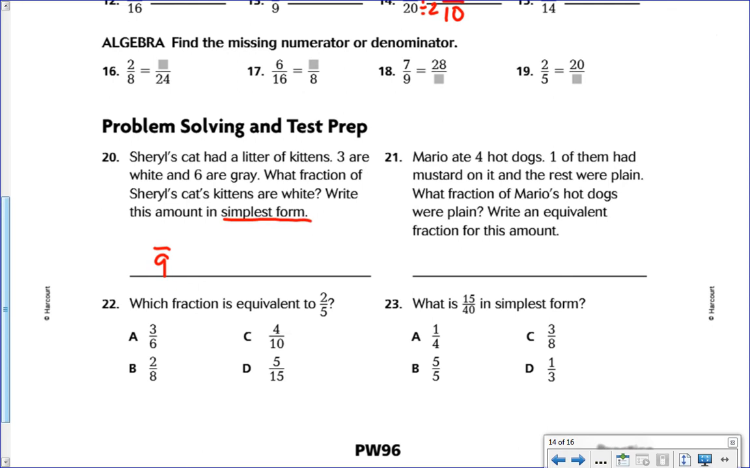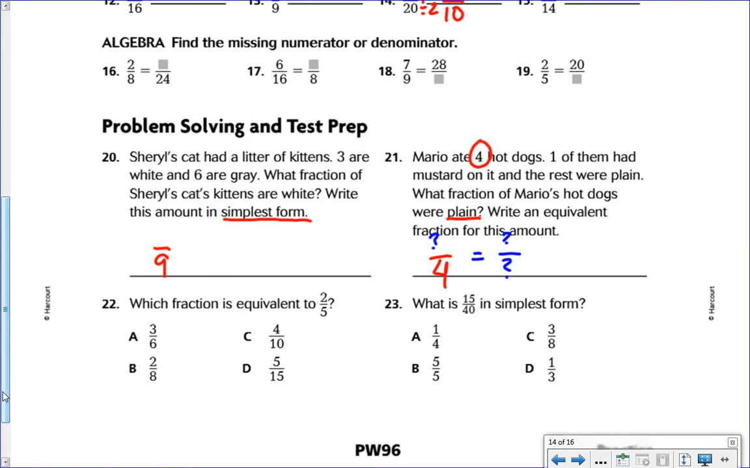21. Mario ate 4 hot dogs. One of them had mustard on it, and the rest were plain. So how many total hot dogs? Okay, so that's going to be my whole number on the bottom. That's my denominator. What fraction of Mario's hot dogs were plain? Write an equivalent fraction for this amount. Okay, so first of all, I'm going to find out how many of those were plain, and then I'm going to make another fraction, an equivalent fraction.